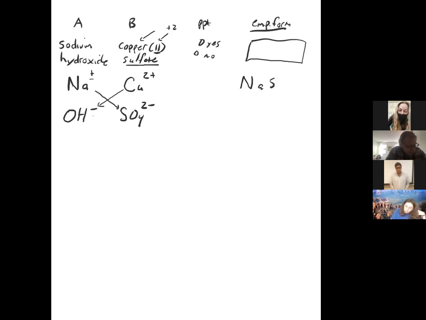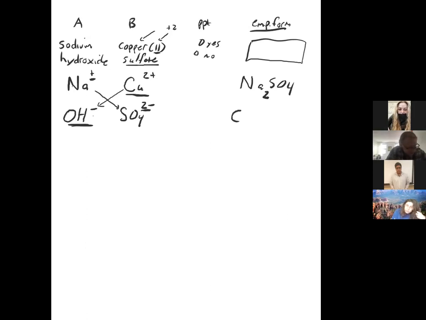NaSO4. This is +1, this is -2. So we need 2 of the sodiums to give us +2, right? If you have -2, you need +2. So you need 2 of the sodiums. So it's Na2SO4. For the copper, it's +2 and the hydroxide's -1.